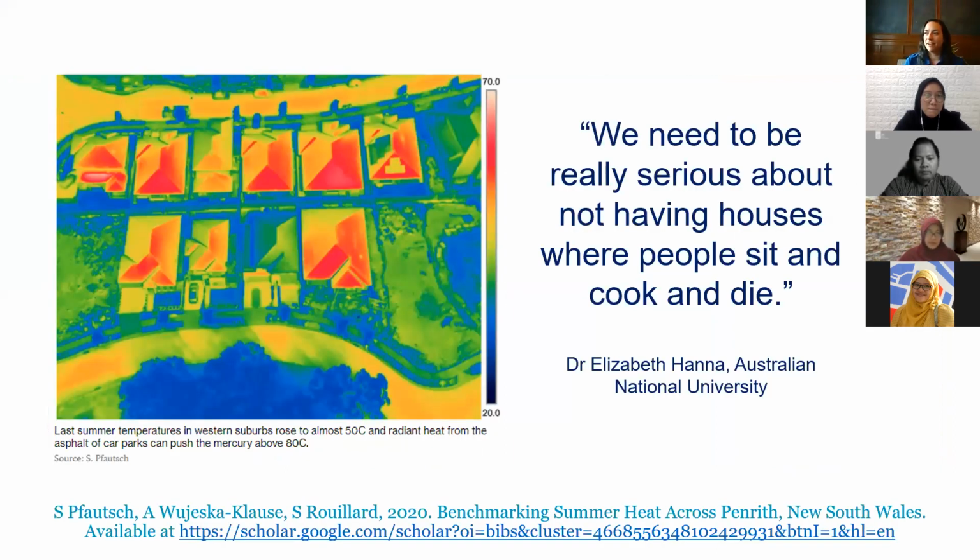I found this phrase very enlightening: we need to be really serious about not having houses where people sit and cook and die. Perhaps a bit simplistic, but it's not untrue, because the way we've been designing our cities, we are increasing the temperatures within inner cities and neighborhoods. We put in so much concrete, so many reflective and absorbent surfaces, and very little greenery. We don't think about our buildings carefully, don't design them well, and therefore we're accumulating more and more heat. In some cities, the difference between being in the city and just outside it is up to 13 degrees. Now, this is huge, isn't it?